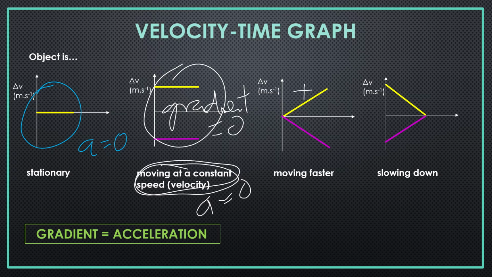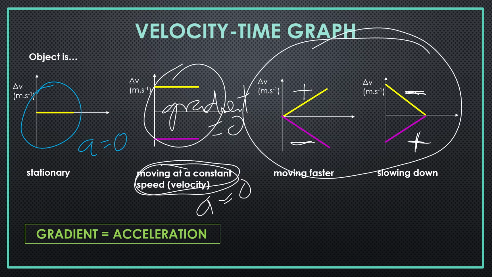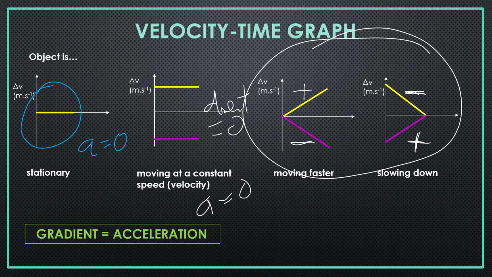If you have a positive gradient, it means you have a positive acceleration. Negative gradient, negative acceleration. Now let's quickly talk about these gradients here, the positive and the negative gradients, and when does that mean your car is moving faster or decelerating?